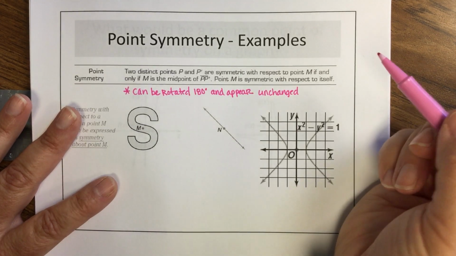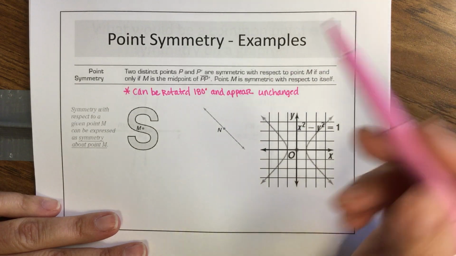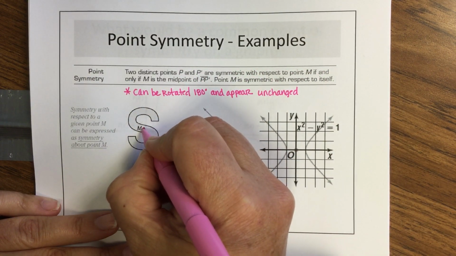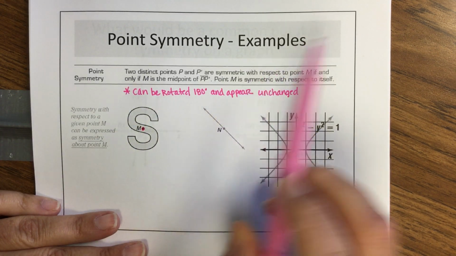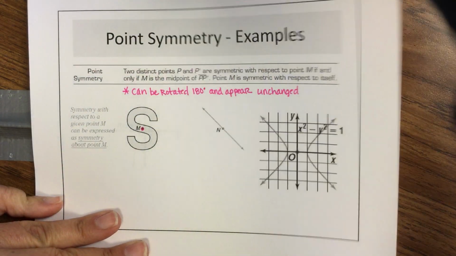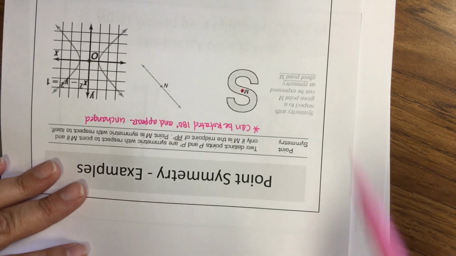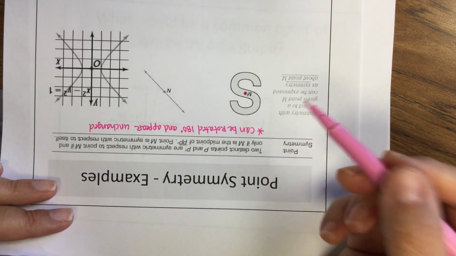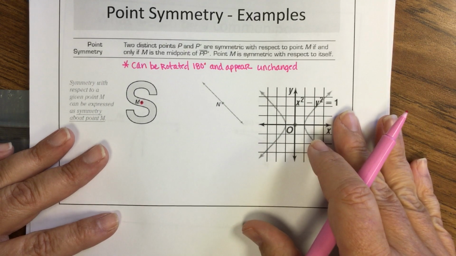The first thing we're going to look at is point symmetry. So basically what we're talking about with point symmetry is if I pick any specific point, so like on this S, I'm going to pick this point N. If I can rotate it 180 degrees and it looks exactly the same, so I'm going to take this piece of paper and rotate it 90, 180. This S looks exactly the same way that it did when we started. Therefore, I can say that it has point symmetry around point N.